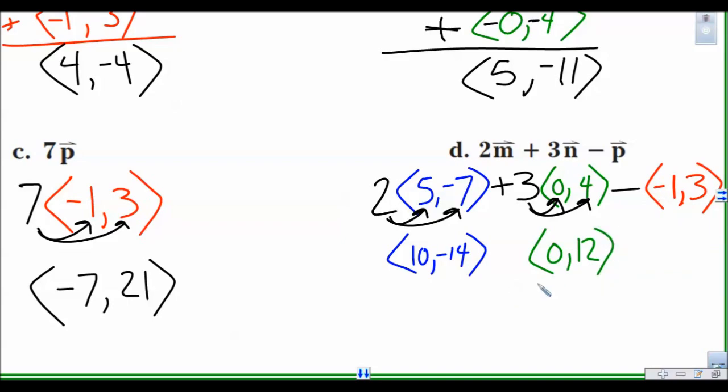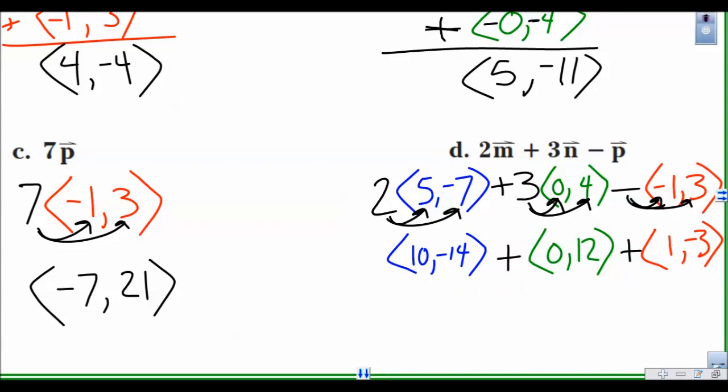Now with the minus sign out here with vector p, if we were to distribute that in here, notice what we would get: a +1 and a -3. Because we put the negative in there and that negative moved in here, that makes it a positive sign. That's still a positive sign no matter what. And now we're just going to combine these together.